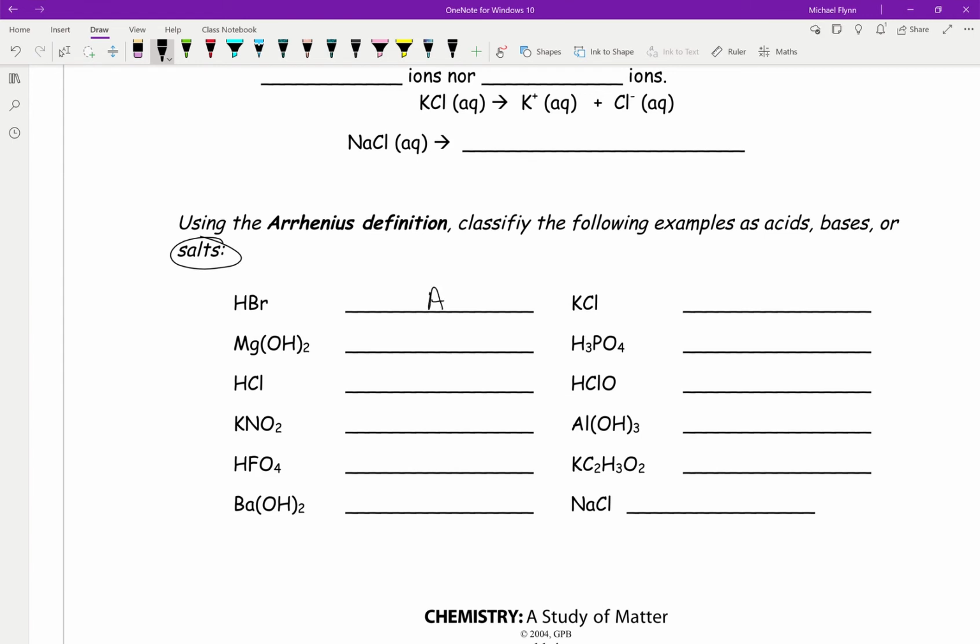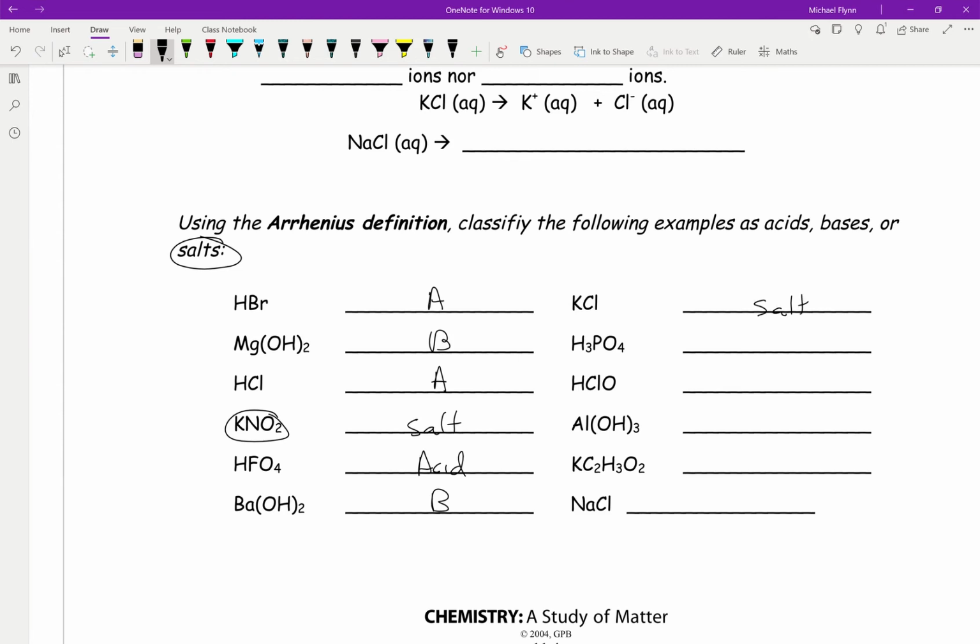This is an acid. This one's a base. This one's an acid. This one is a salt. Why? Because it doesn't have H plus or OH minus, right? So it just dissolves to form ions. It's just not H plus and OH minus. This one should be an acid, although that's a weird polyatomic anion if it is. FO4, I've never heard of that one. Anyway, I guess it's a perfluorate. I guess you would call it that, right? Barium hydroxide would be a base, right? This one is a salt.